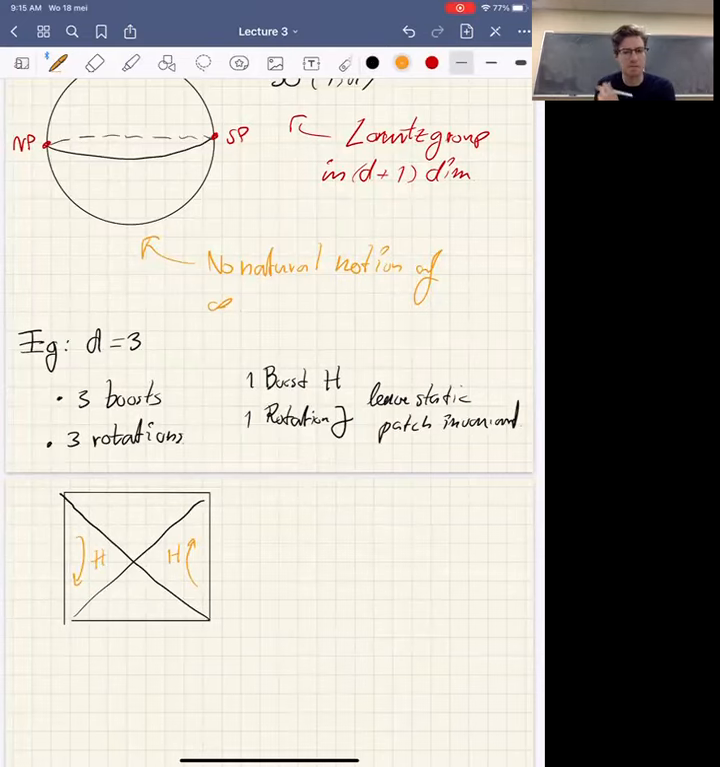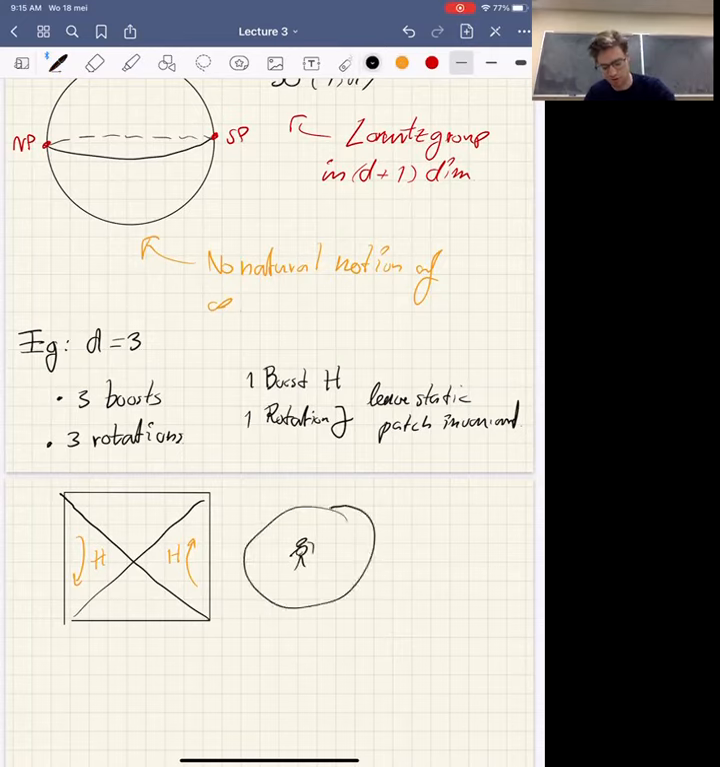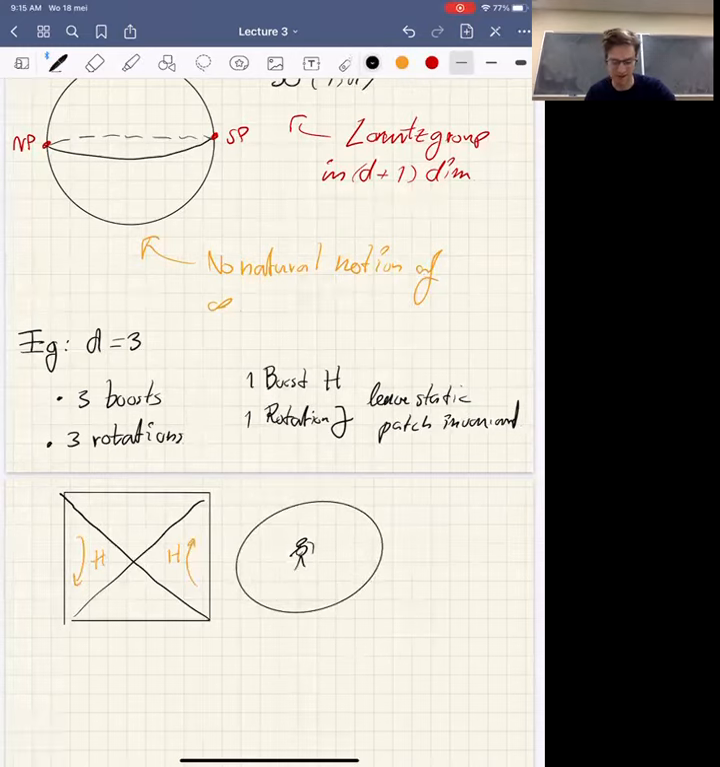Similarly, if we look at how the rotation acts on the static patch, we can imagine an observer located at the origin of the static patch, surrounded by this cosmological horizon. This is not exactly spherical, but okay. Then we can just imagine that we're rotating the horizon, and this would leave the situation invariant. That is the interpretation of this particular boost H and this rotation J.